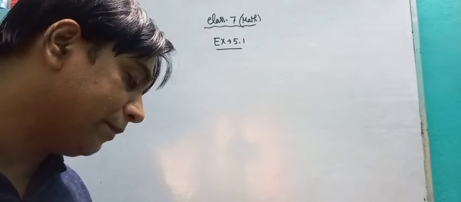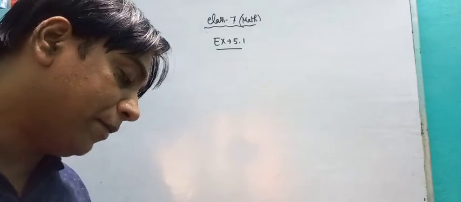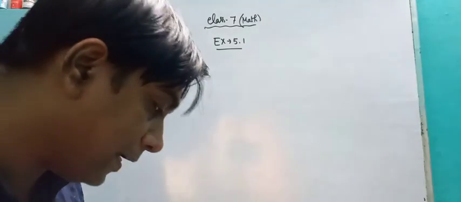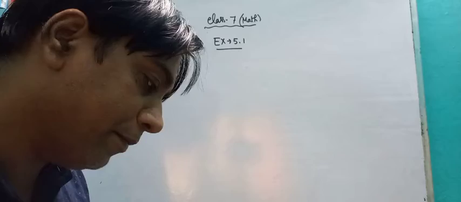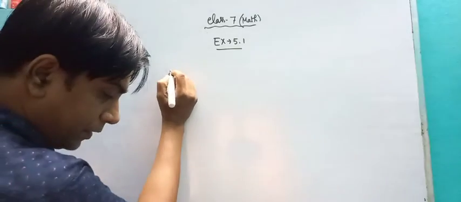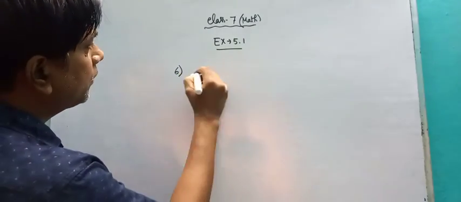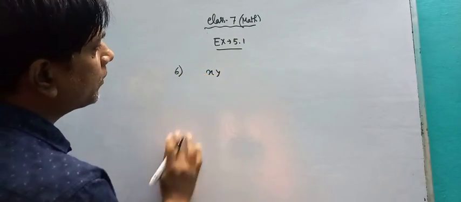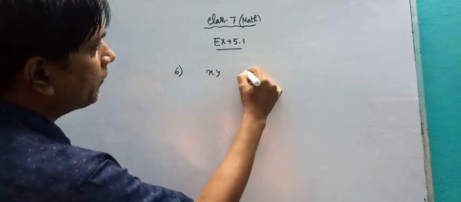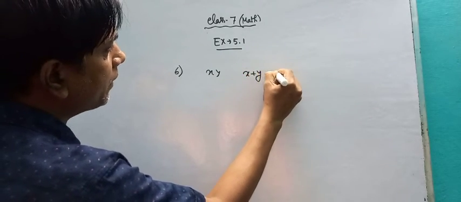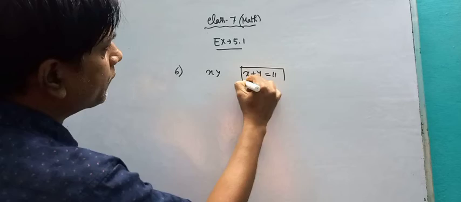Same question, suppose question number 6. The sum of the digits of a two-digit number is 11. If the number obtained by reversing the digits is 9 less than the original number, find the number. Suppose one two-digit number, xy. So if I write it, x plus y is equal to 11. Any problem? I think you have not faced any problem.